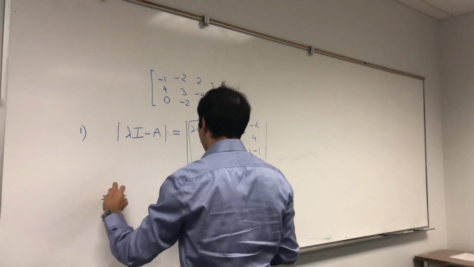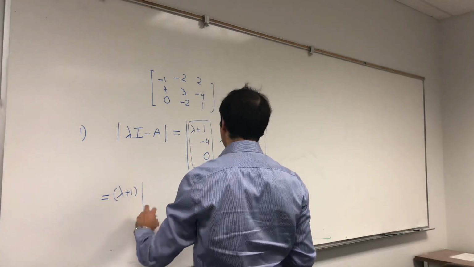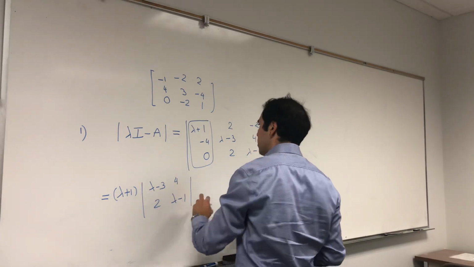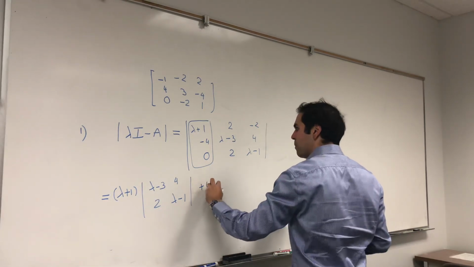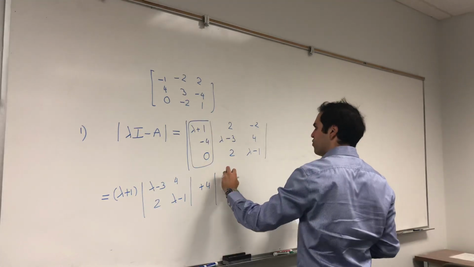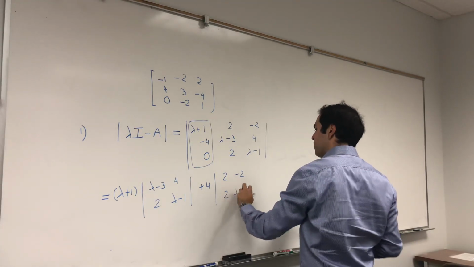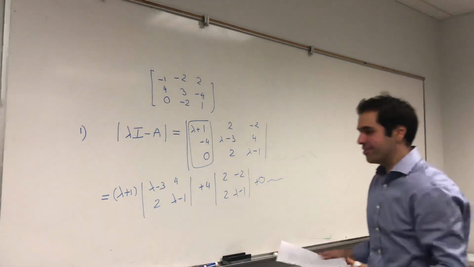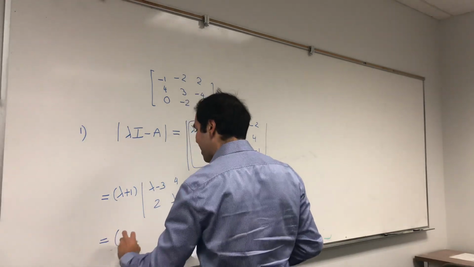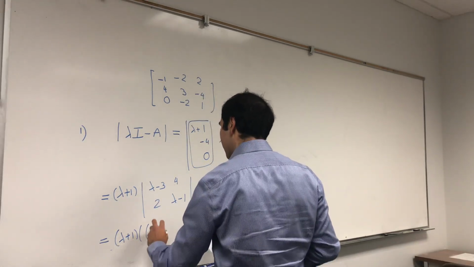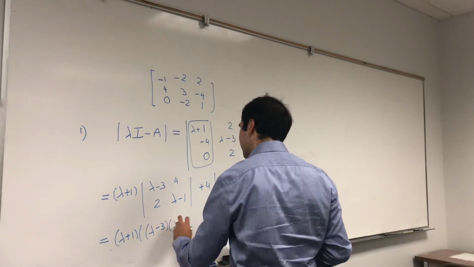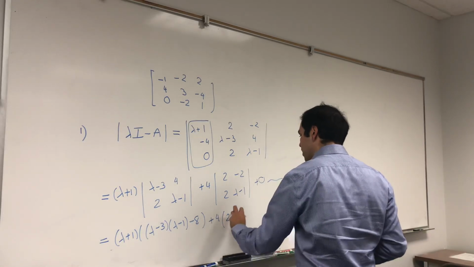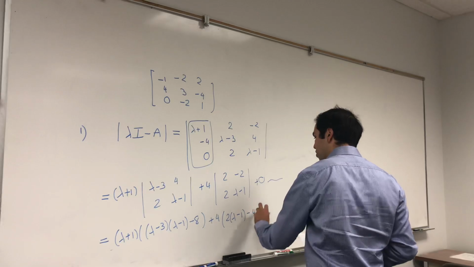And so then you get lambda plus 1 times the determinant of lambda minus 3, lambda minus 1, 4, and 2. The minus minus, so plus 4 times the determinant of 2, minus 2, 2, lambda minus 1, and plus 0, but we don't really care because 0 is just 0. And then you expand that out, so lambda plus 1, lambda minus 3, lambda minus 1, minus 8, and then plus 4, 2 times lambda minus 1, minus 4.